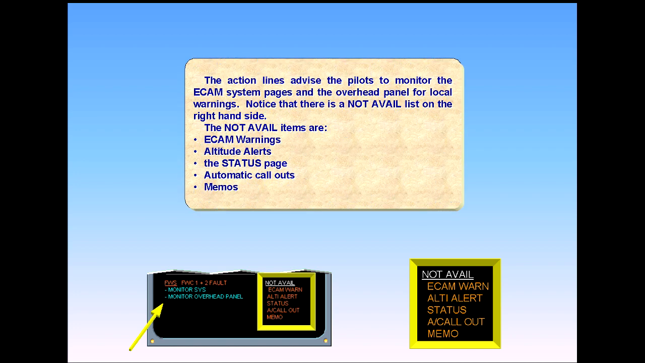Notice that there is a Not Avail list on the right-hand side. The Not Avail items are ECAM warnings, altitude alerts, the status page, automatic callouts, memos. The overhead panel should be checked for any local warnings.